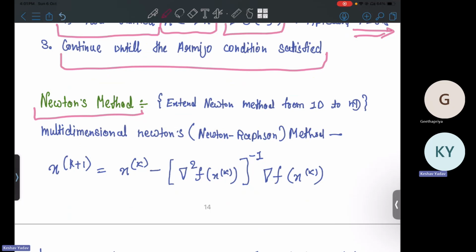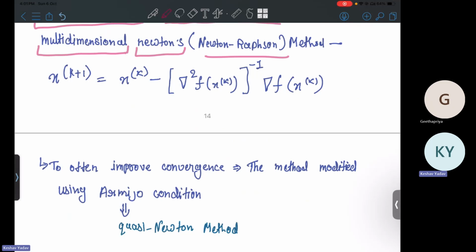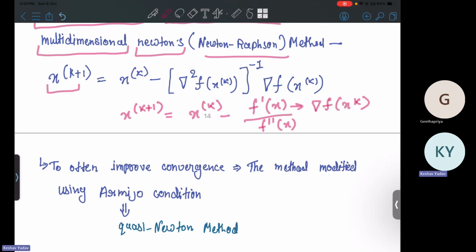Now similarly, Newton's method can also be defined for multivariable, multi-dimensional functions. So this is nothing but the multi-dimensional Newton or Newton-Raphson method. Means what? Here we are trying to extend the Newton method from 1D to n dimensions. Okay. So in this case, earlier we had xk plus 1 equal to xk, no, not plus, minus f prime of x divided by f double prime of x. Okay. If you change it to multi-dimension, this will change to gradient of f at xk, and this will change to Hessian of f at xk. So this is in the denominator. When it goes to the denominator, it will become an inverse. So this is what we will get.